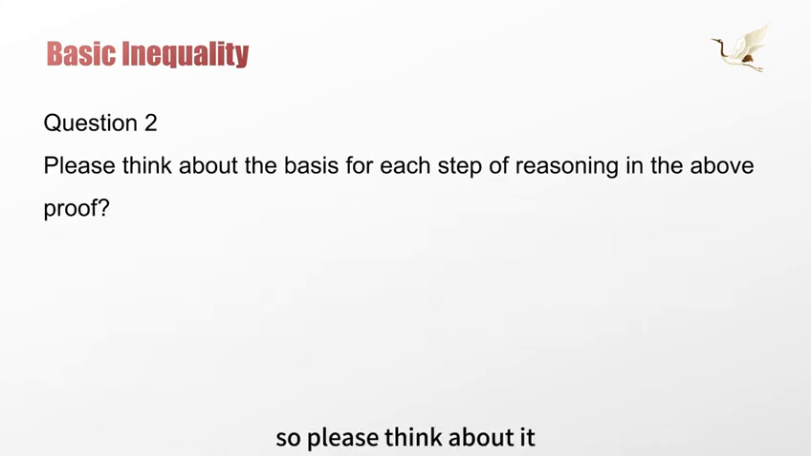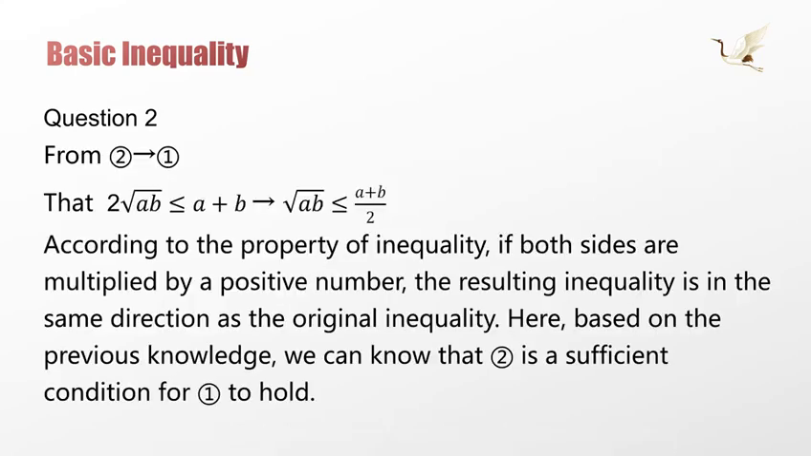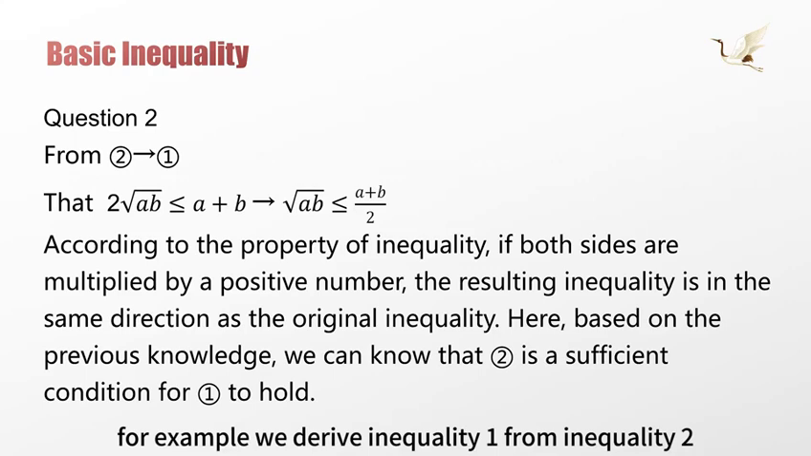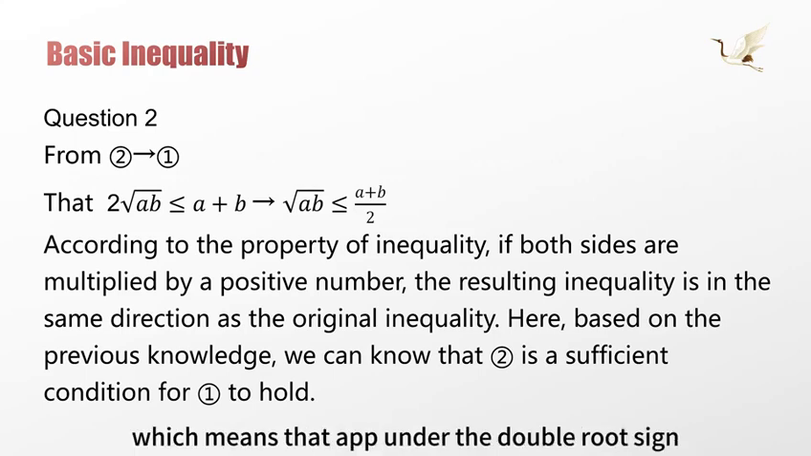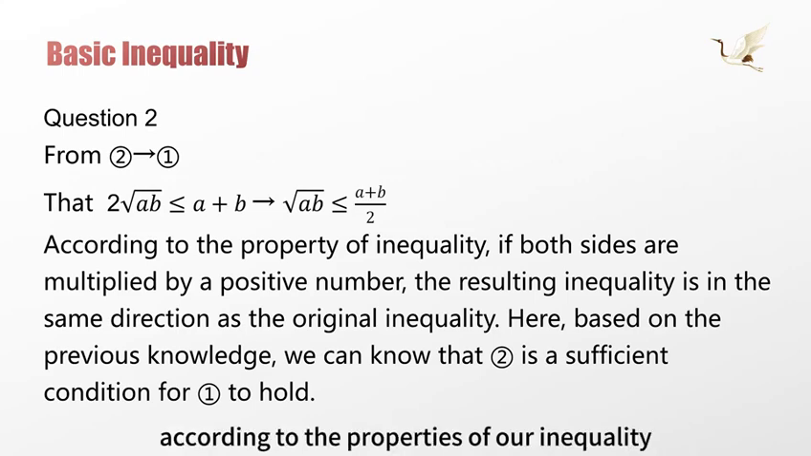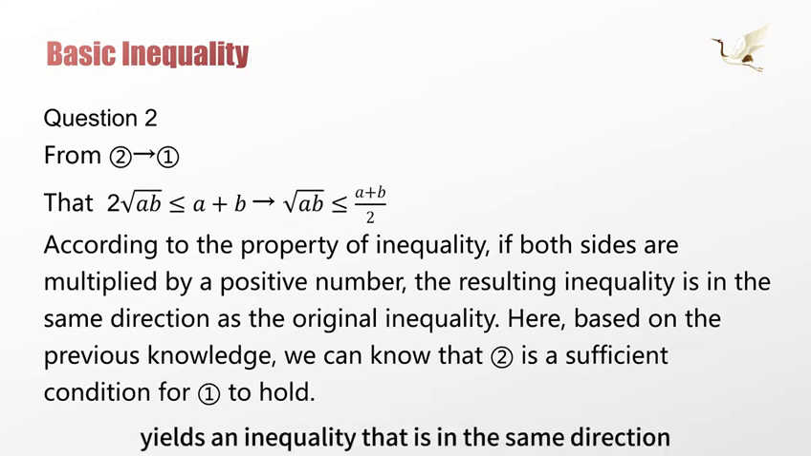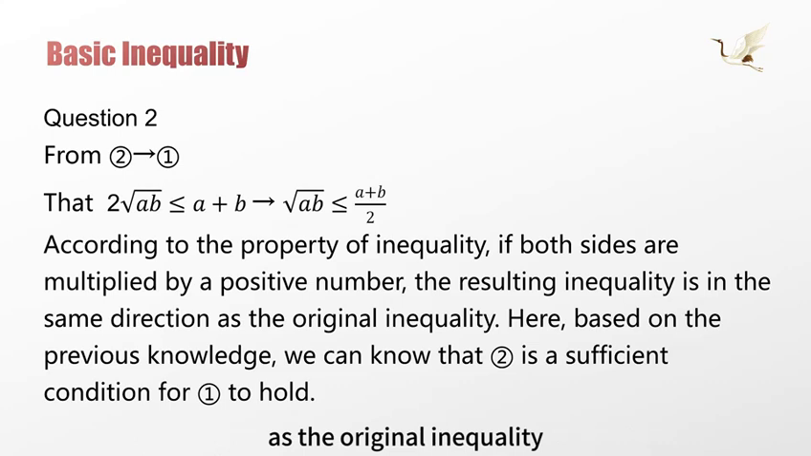So please think about it. What is the basis for each step of our reasoning in the proof process above? For example, we derive inequality 1 from inequality 2, which means that the double root of ab is less than or equal to half of a plus b. According to the properties of inequality, multiplying a positive number on both sides of the inequality yields an inequality in the same direction as the original inequality. Based on the knowledge of necessary and sufficient conditions learned earlier, we know that inequality 2 is a sufficient condition for the validity of inequality 1.